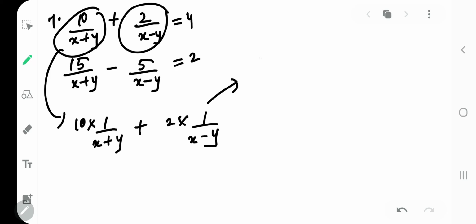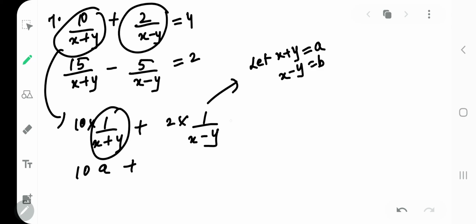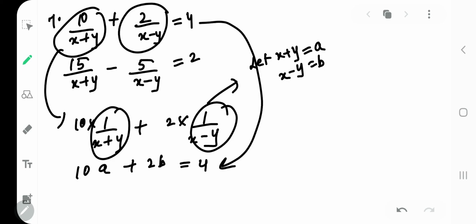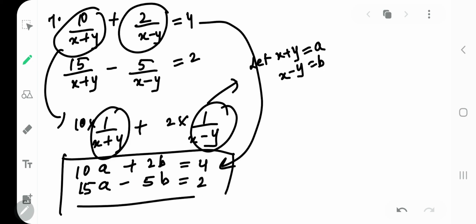In this case, can I take it, let x plus y be a and x minus y be b. And if I keep this as A, so it will be 10A, and if I keep this as B, so it will be 2B is equal to 4. So I got my first equation something like this, and I'll get my second equation something like this. Once you got the two equations, solve them, get the value of A and B. My dear kids, you will get the value of A as 1 upon 5 and B as 1.